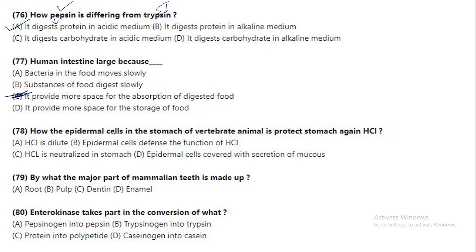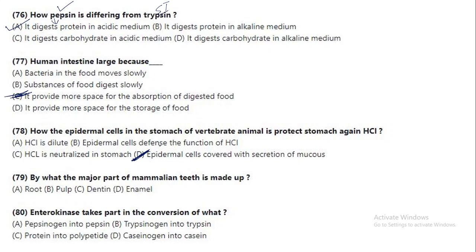How are the epidermal cells in the stomach of vertebrate animals protected? Yeah, so the question they want to ask is, how are the epidermal cells of the stomach protected against the HCl? Is the HCl dilute? No, I told you that the HCl produced in your stomach can melt a blade. So definitely it is not dilute and it is highly concentrated. Epidermal cells defend the function of HCl. HCl is neutralized in stomach. Okay. Epidermal cells are covered with secretion of mucus. I told you what kind of savior the mucus is for the digestive system. Right? Right option here is D.